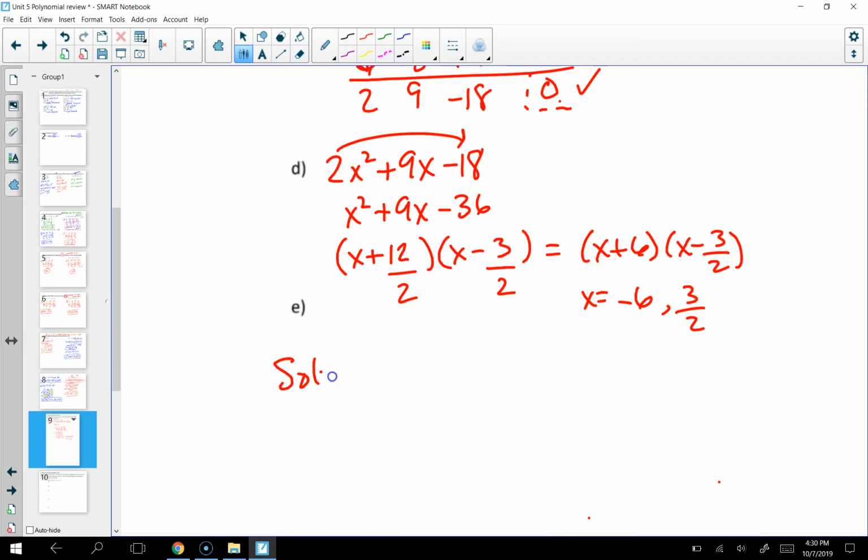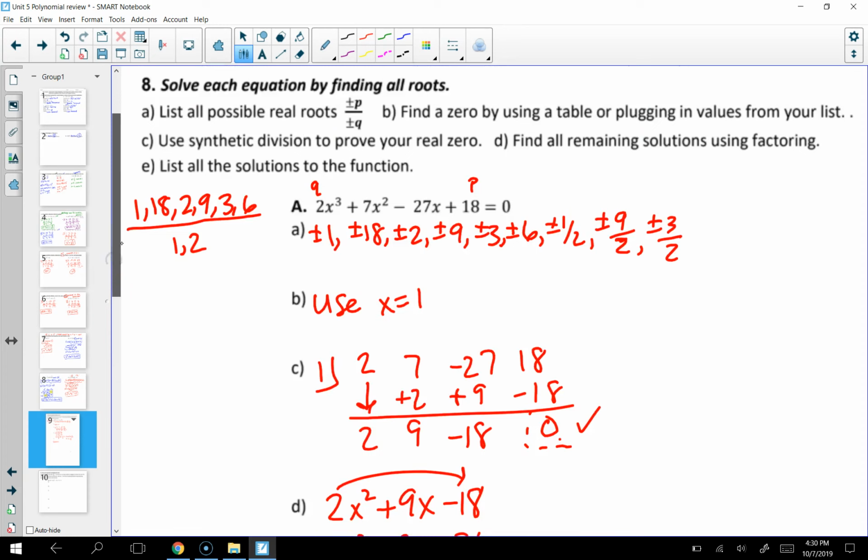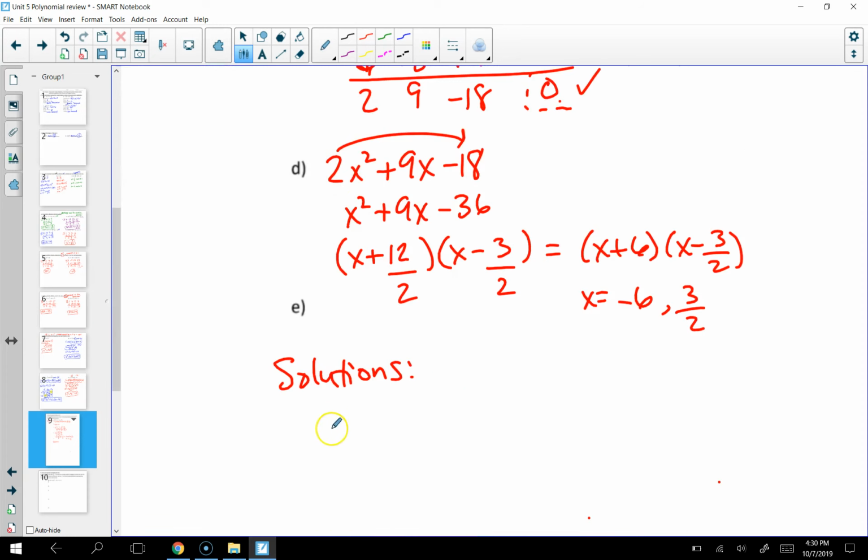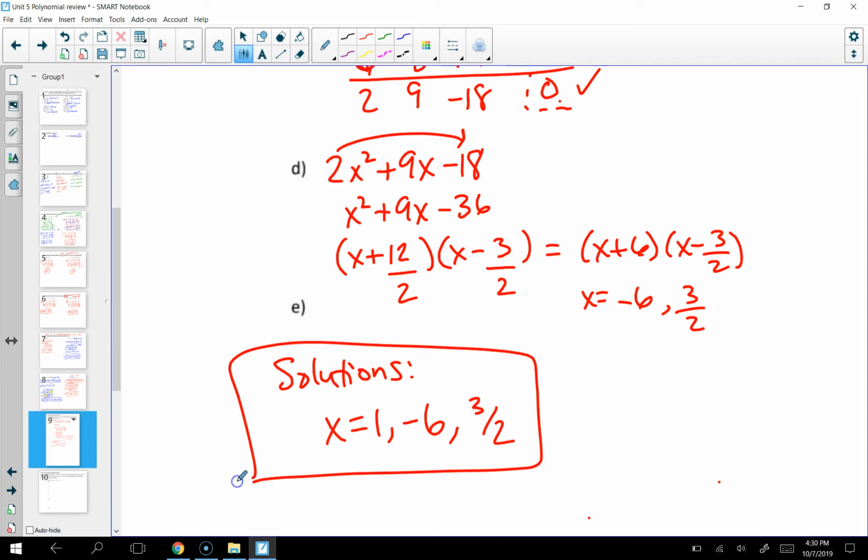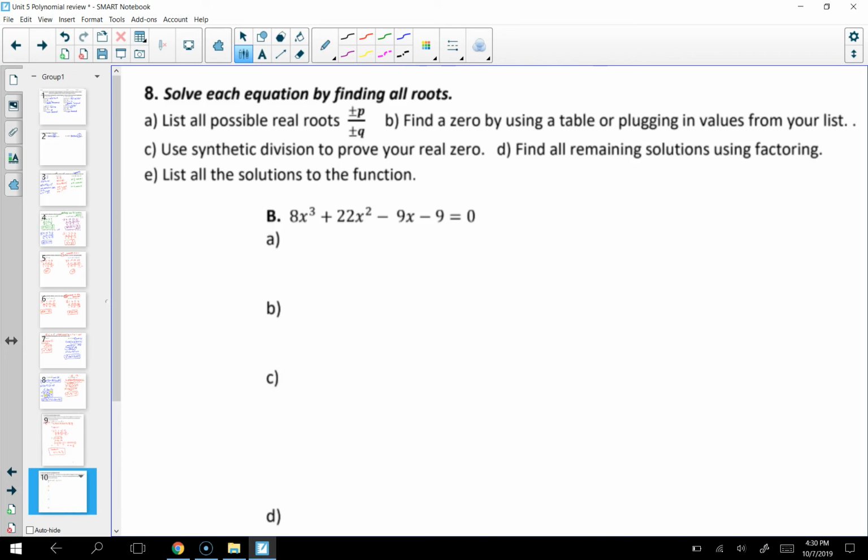So our solutions, and remember we have to have 3 because we started off with a cubed, right? Our solutions are x equals, well, the first one we used was 1. Now we have negative 6 and 3 halves. Those are my solutions. Alright, let's do another one. I believe this is the last one.